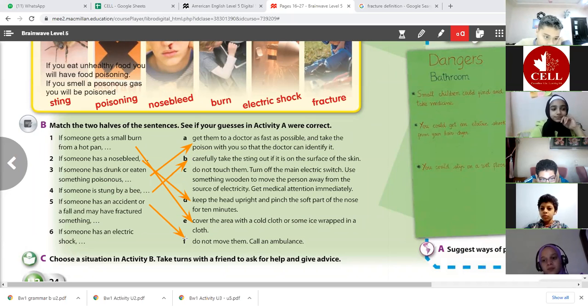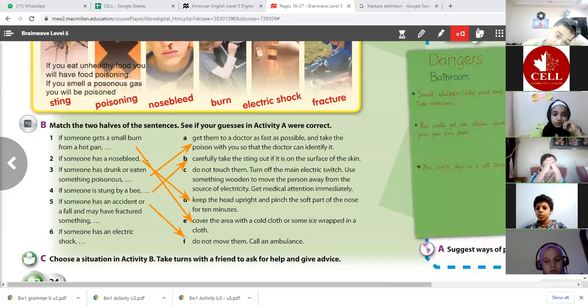Okay, so if someone has an accident or a fall, a fall means he fell down, and may have fractured something, don't move them, call an ambulance.